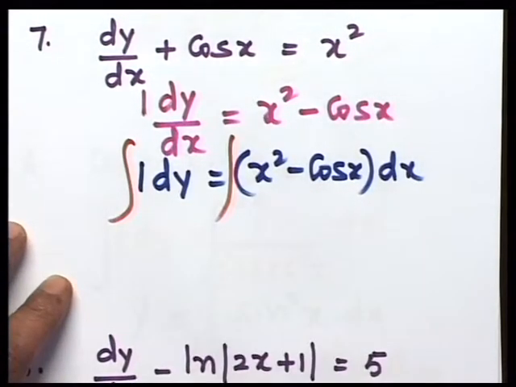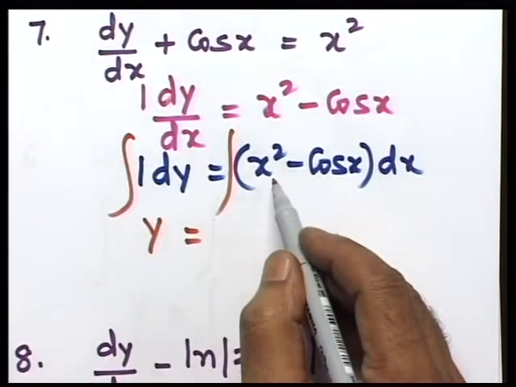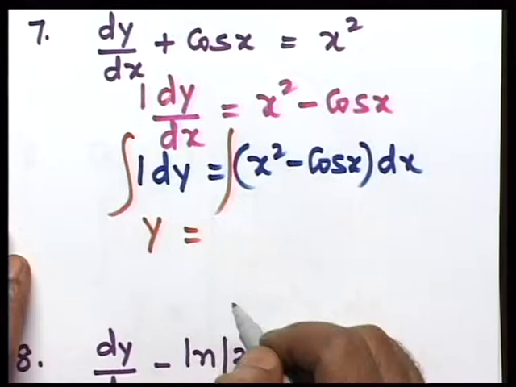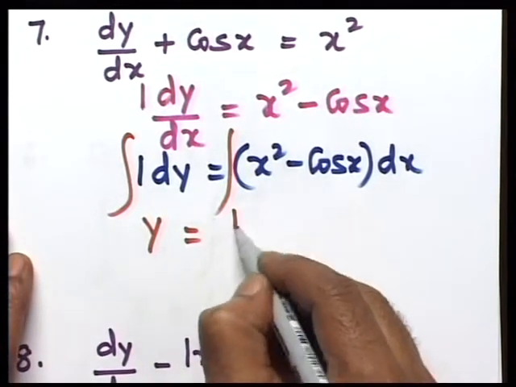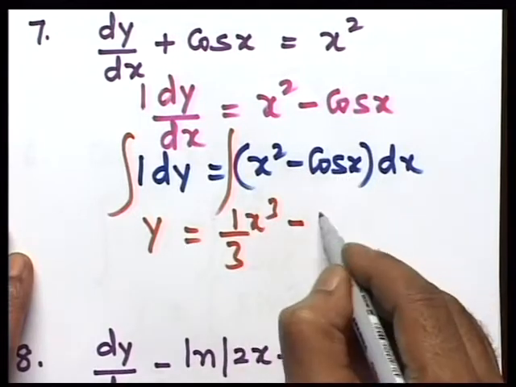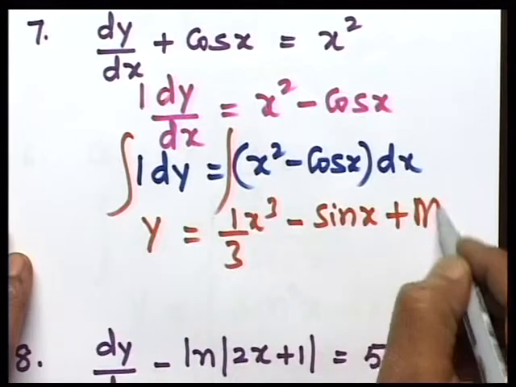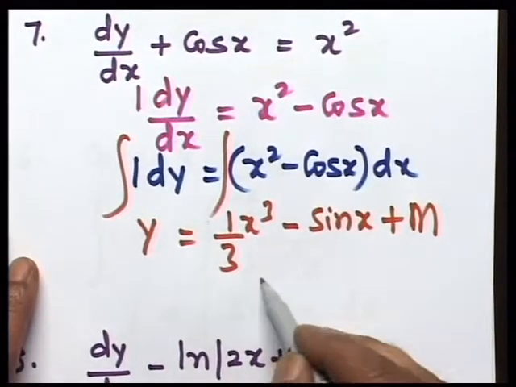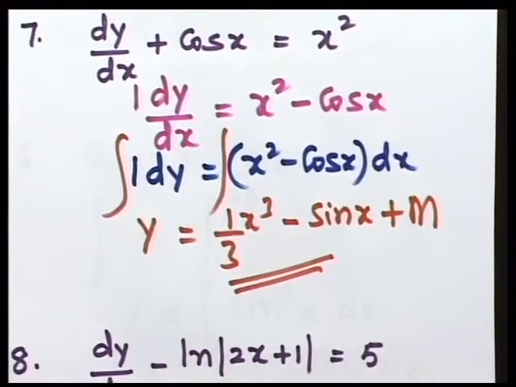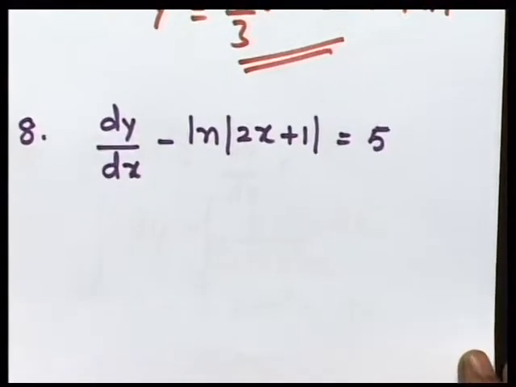That's all we do. Integration of 1 is y, equals, they are separate terms, so we can integrate them. x squared gives one third x cubed, you all know, and minus the integration of cos is sine, plus say m or some kind of letter. General solution. Okay, first order differential equations, please.